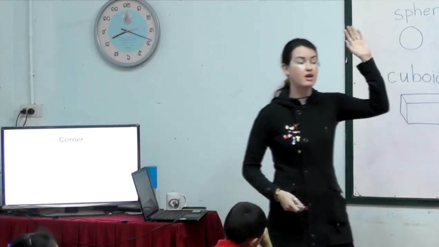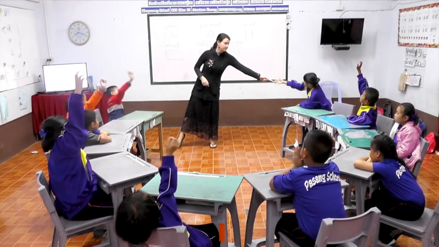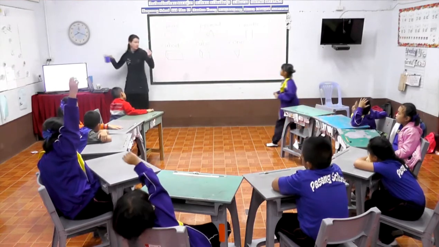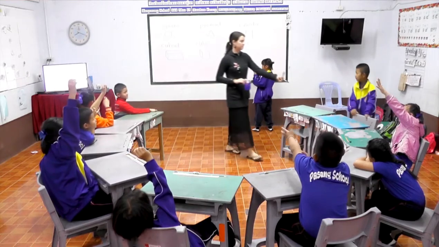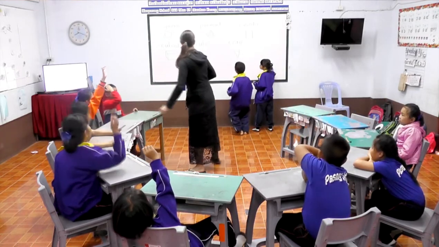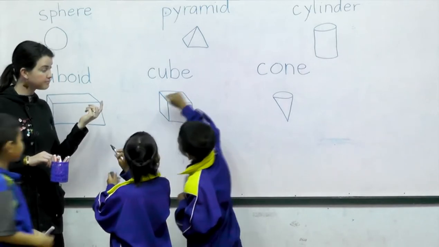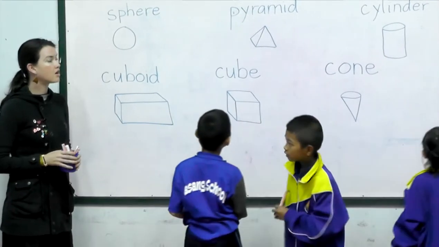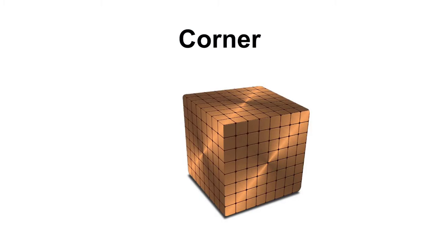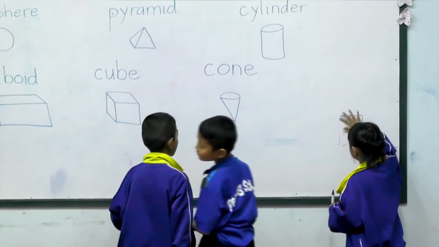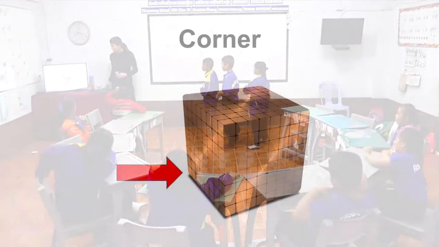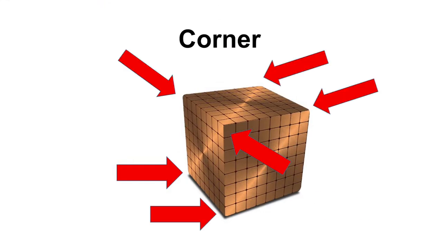Okay, let's review some of the parts of our shapes. We have corner. Raise your hand if you can show me where a corner is on our board. Pot, show me a corner. Where's the corner? Is that the corner? That's a cone. Close. Friends at the board, take a look over here. These are corners.